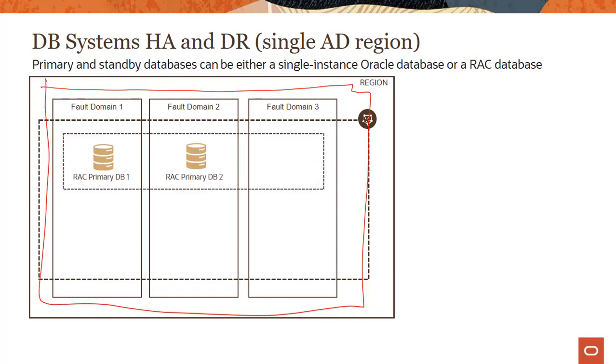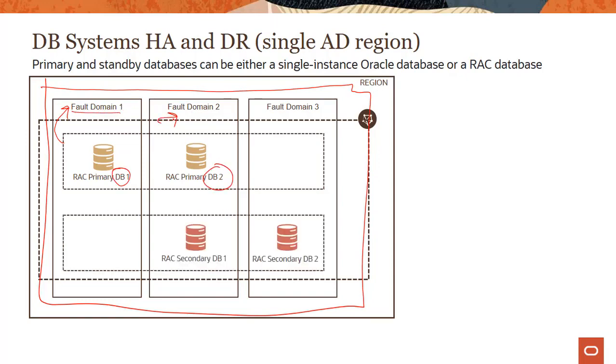Now, what you do is like the previous example, you create a RAC and the system automatically puts the first node in fault domain 1 and the second node in fault domain 2, right? The system does that automatically. Now what you would do is you create your secondary databases, but since you don't have four fault domains, one of the domains will have both the primary and the secondary database, and this can be in a separate fault domain, right? And the system again takes care of that. And then of course, you can establish Data Guard between them.